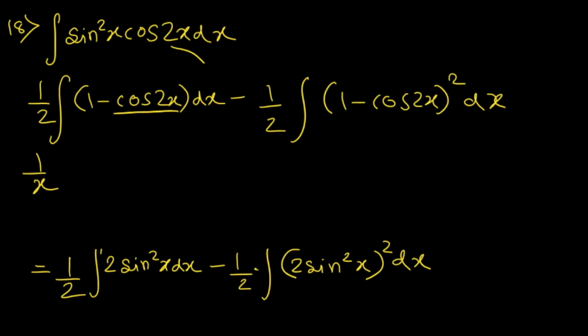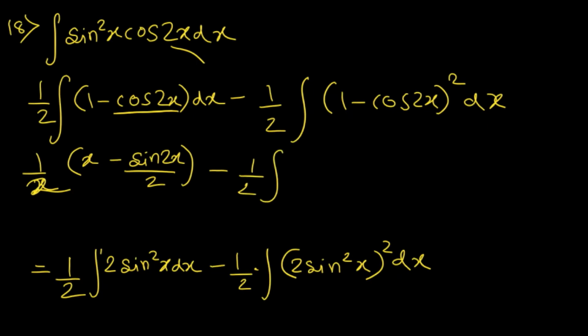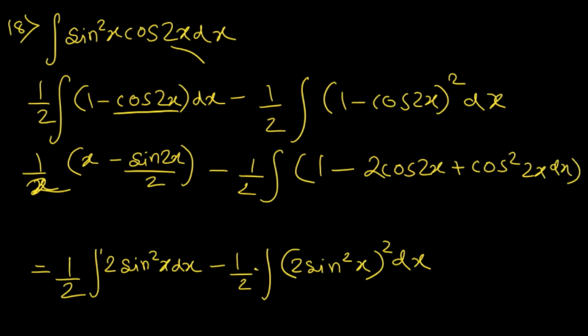It will come to be sin 2x by 2. So 1 by 2 into integration of 1 means x minus sin 2x by 2, minus half integration of (1 minus cos 2x) whole square. So I am breaking it using the formula of (a minus b) whole square: a square, 1, minus 2 cos 2x into 1, which is 2 cos 2x only, plus cos square 2x dx.